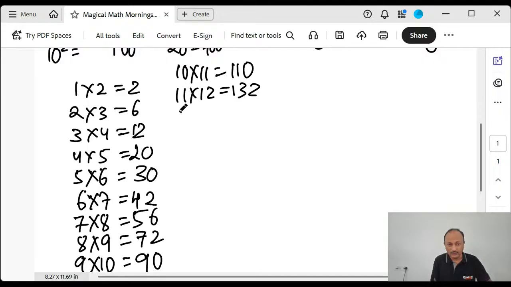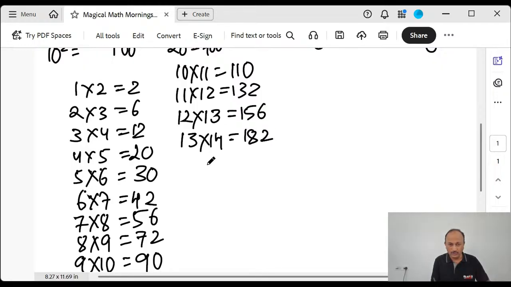12 into 13. From here, it will take time. Correct? 12 into 13 is equal to 156. 13 into 14, we should be able to say 182. 14 into 15, this is relatively easy. It is 210. How do you do it? 140 plus 70. Then 15 into 16, we know it is 240, because we know the shortcut for multiplying by 15.